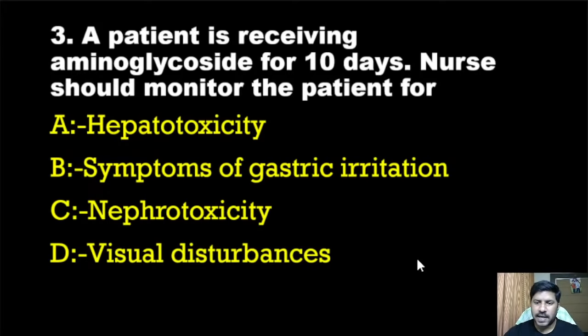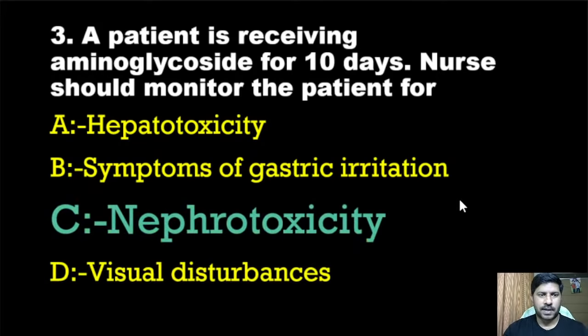Aminoglycoside examples include gentamicin, amikacin, tobramycin, neomycin, and streptomycin. If we use aminoglycosides for a longer time, one major side effect is ototoxicity. Along with that, one more toxicity is nephrotoxicity. Aminoglycosides will cause ototoxicity and nephrotoxicity with longer use.